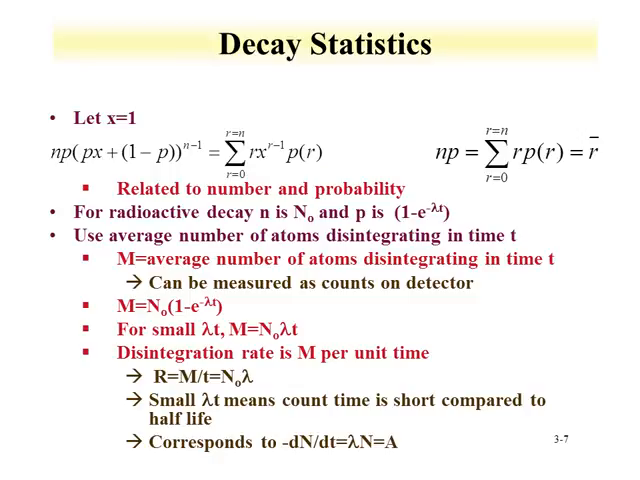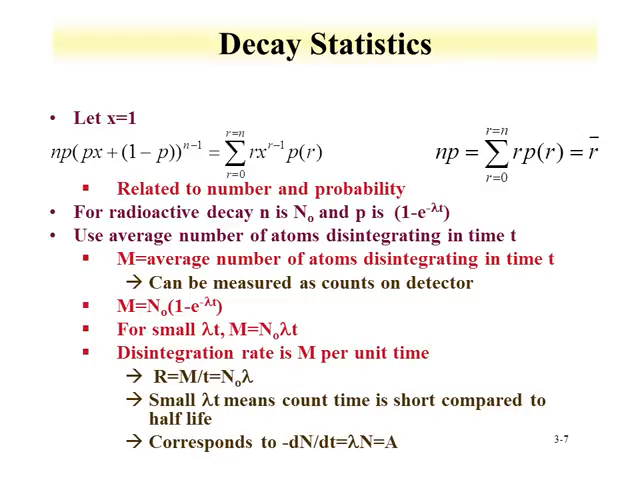Now if I take that equation and I just let x be equal to 1, this sum then gets converted into this equation. This is related to number and probability. And for radioactive decay, we use N naught times (1 minus e to the minus lambda t). So now we have a route to talk about what standard deviation may occur for decay of a certain amount of radionuclides in a given period of time.